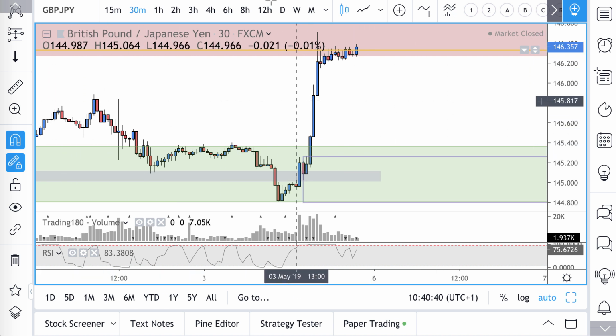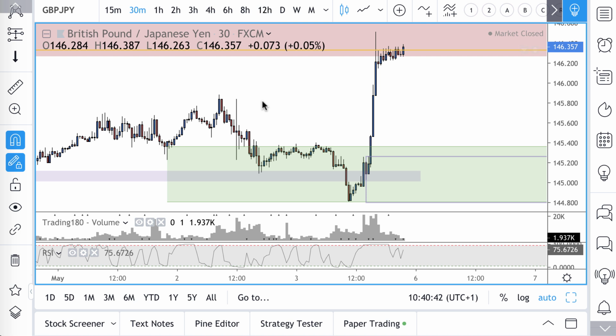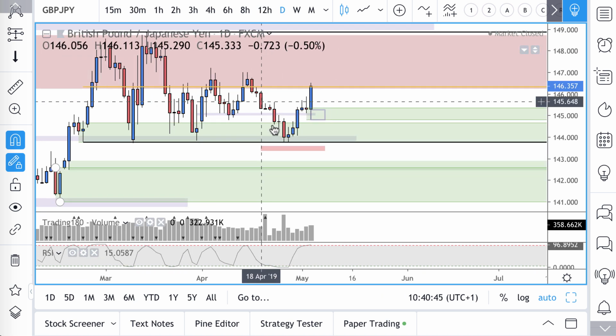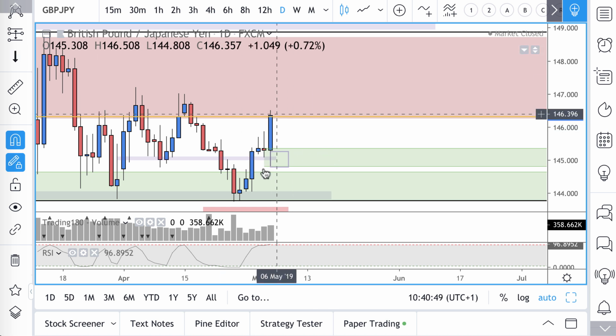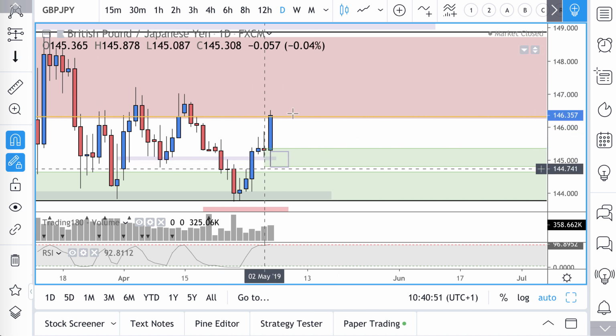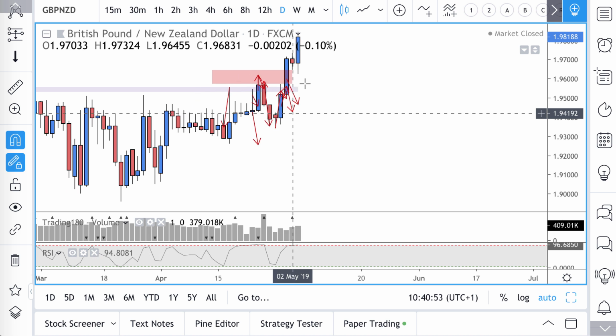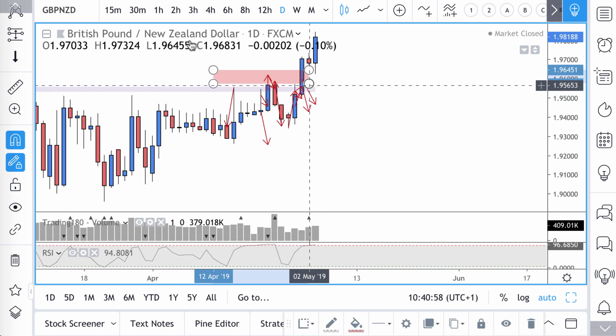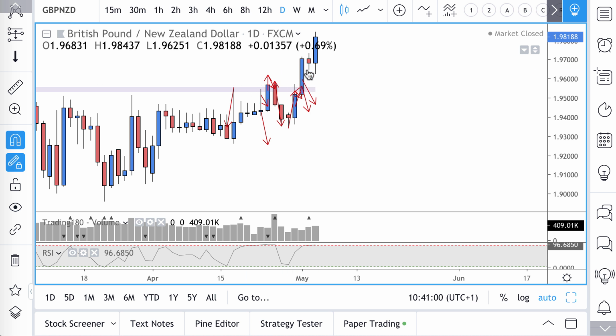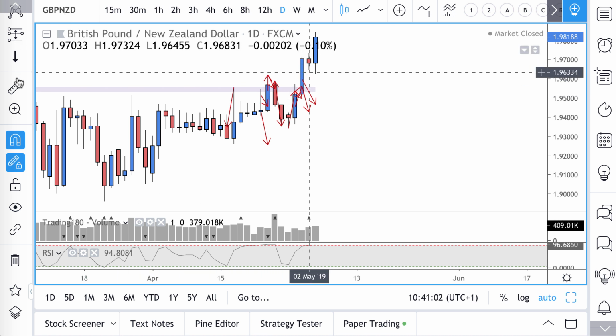So anywhere from around 145 to this level is where we're looking to get long. I do like that level. If it goes up a bit more and then comes back down, even better. But as for now, it's a decent trade. British pound, New Zealand dollar: you can start to see obviously the pound strengthening against the New Zealand dollar.